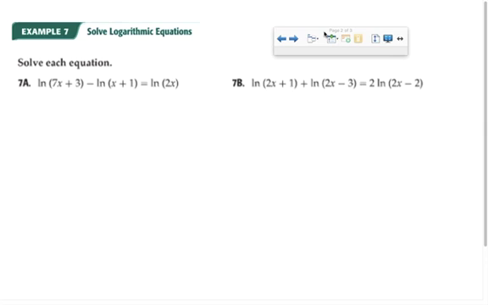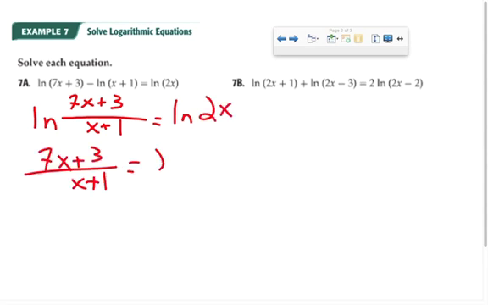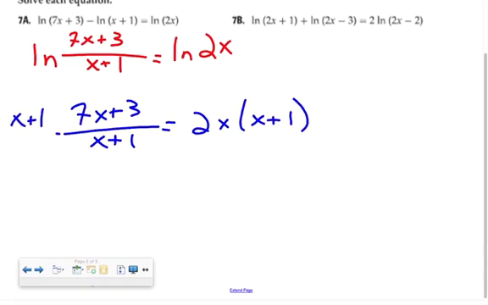Here, once again, we can use the one-to-one property, but we must condense first. When we do, we have the natural log of (7x plus 3) over (x plus 1) equal to the natural log of 2x. So I can simplify this equation and have (7x plus 3) over (x plus 1) equal to 2x. To get the x plus 1 out of the denominator, I'm going to multiply both sides by x plus 1. Keeping in mind that the whole reason why we're doing that is so that it cancels out on the left-hand side. So if you were looking at that thinking, ew, FOIL, no, it cancels out.